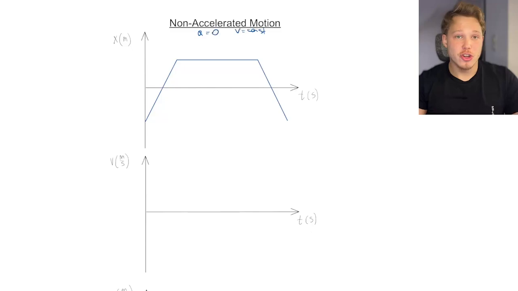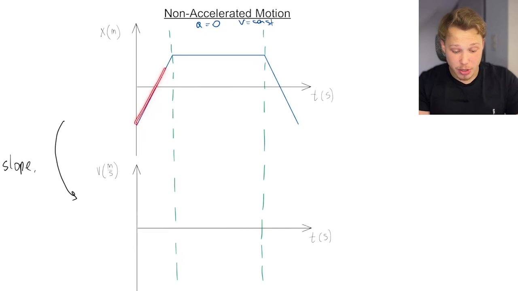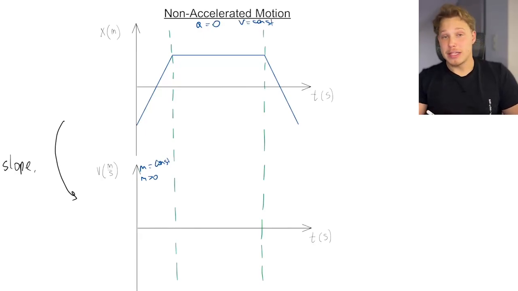As you see, there are 3 different regions on this graph. This first one, the second one, and the third one. And we will analyze them separately. So to go from position to velocity, we will look at the slope. So let's analyze the slope of this line. The slope is constant because it's a line. So its slope doesn't change. M is constant. And the slope is positive. So therefore, by saying the slope, we mean the same thing as the velocity in this case. So let's draw a positive constant line over here.